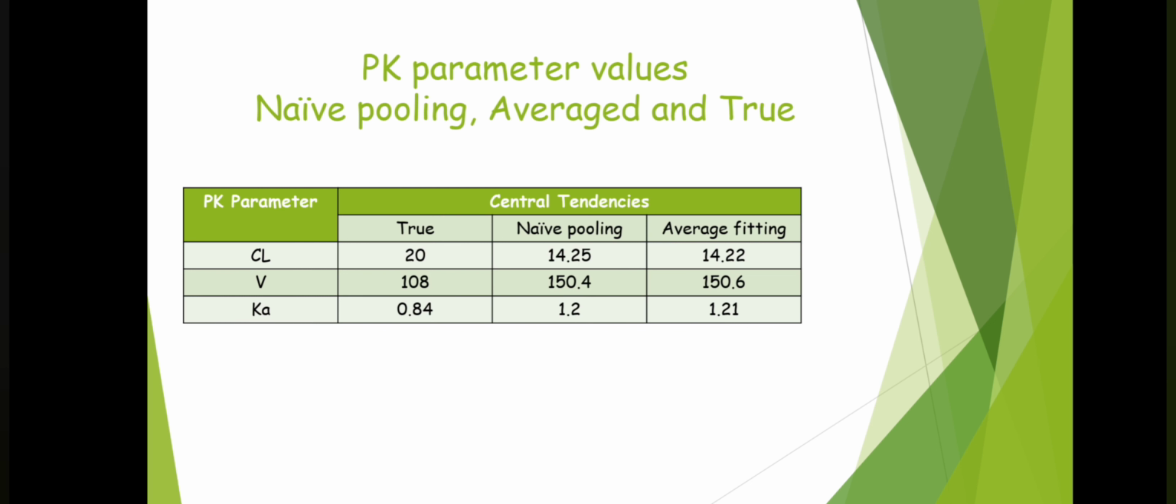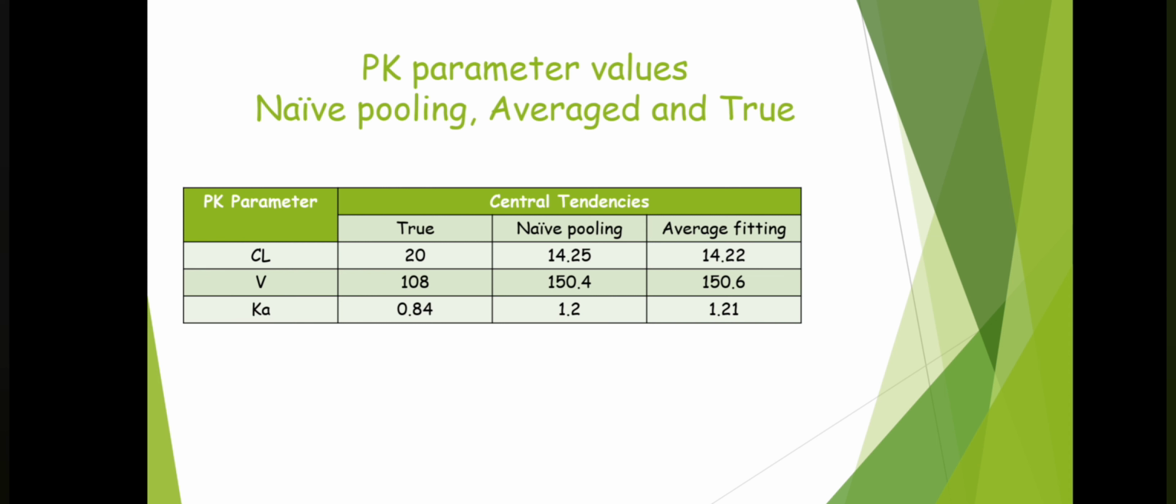So why not the naive pooled or averaged approach? We talked about the principles of a population model. We can only get at the central tendency. Okay, with both naive pooling as well as with average fitting, we are only considering the central tendency, both with naive pooling and with fitting the average curve.